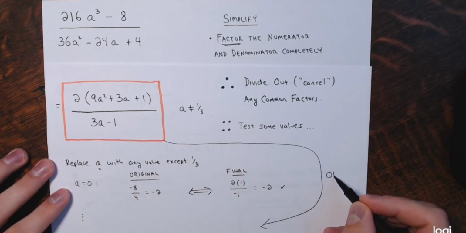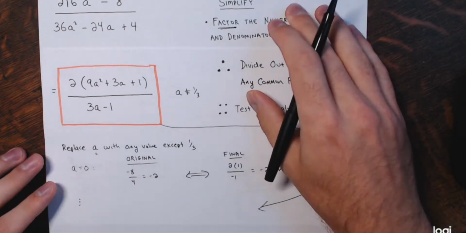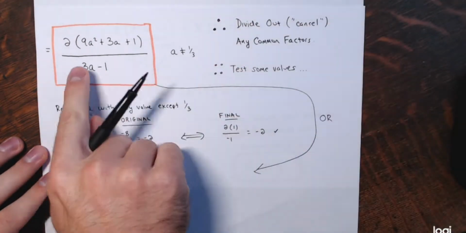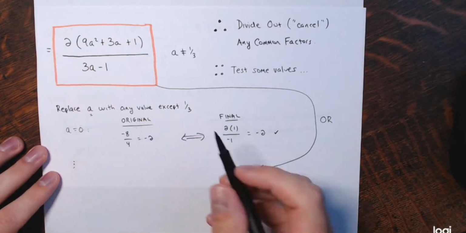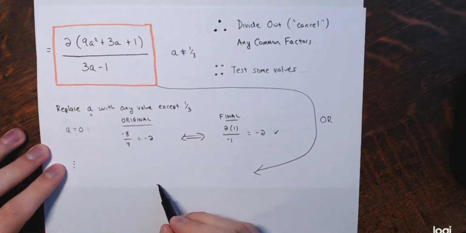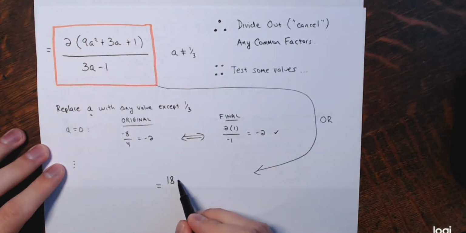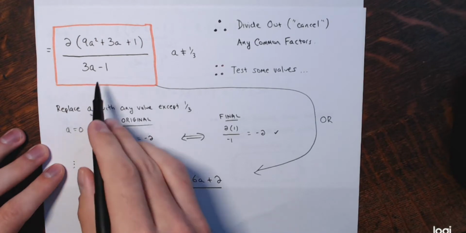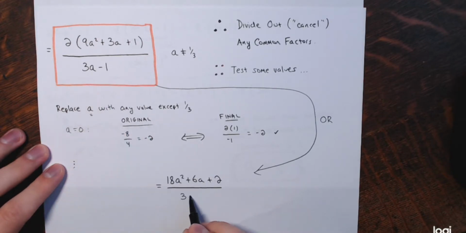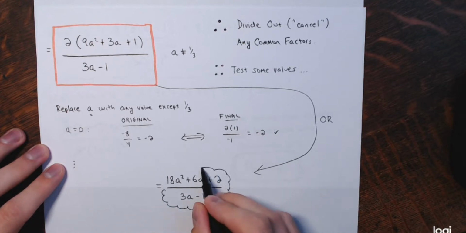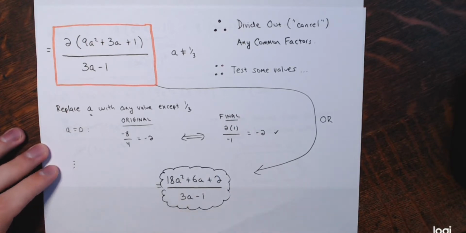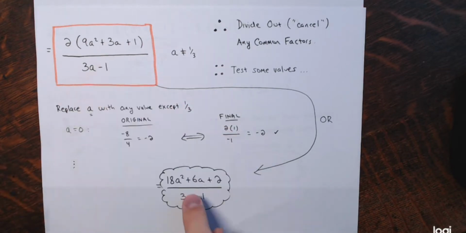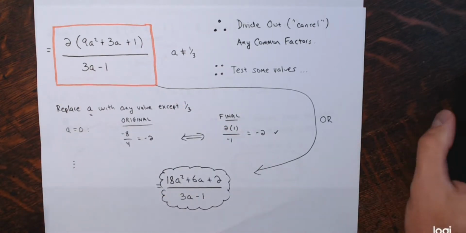You could also multiply everything out if you wanted. So if I actually multiply the factors in the numerator, distribute the 2, we'd have 18a squared plus 6a plus 2 in the numerator, and the denominator is still just 3a minus 1. And this is equally valid. In fact, this is what I'll enter. I'm sure you can enter either one, and it'll take it.